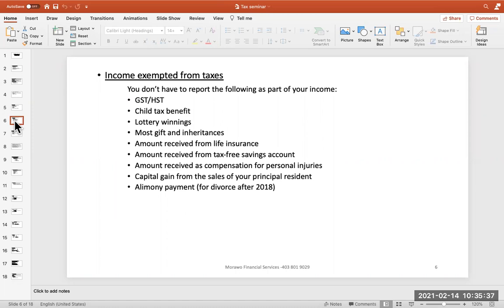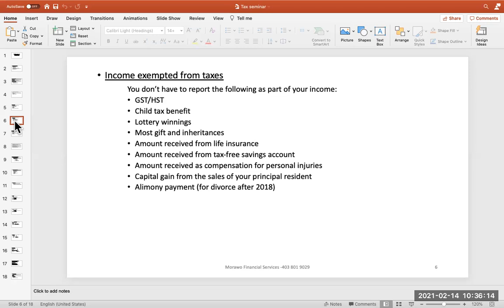GST, when you receive GST, it's given to you free of charge. You don't report it as part of your income. Child tax benefit, you don't report it, it's free. Then if you win lottery, 10 million, oh, you take it all, it's all for you. Then most gifts and inheritances, you don't report them as part of your income. Amount received from life insurance, you have life insurance for your spouse, for your kids, and if the eventuality happens, then whatever you receive thereof, you don't report it as income.